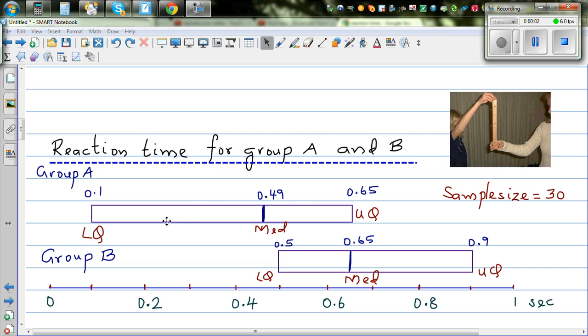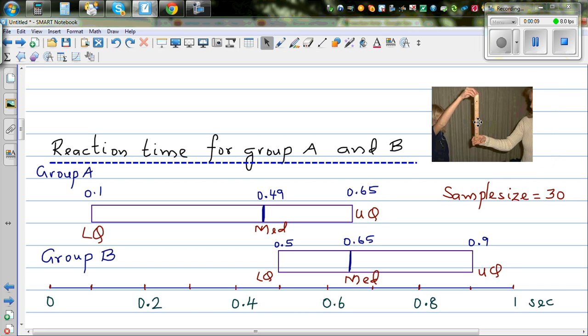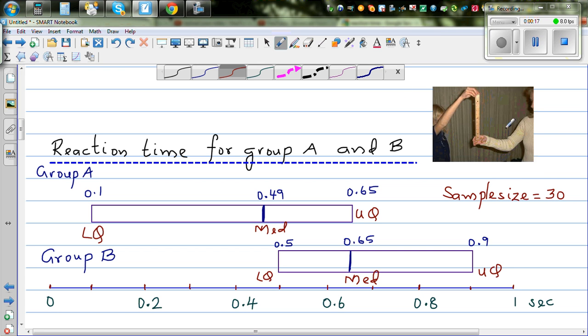This is the reaction time for group A and group B. Now, what is reaction time? Now, this is an image that I have Googled. Now, how do you find the reaction time? This is a person dropping a ruler. Okay, so this can be a 30-centimeter ruler.